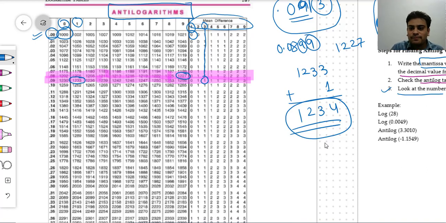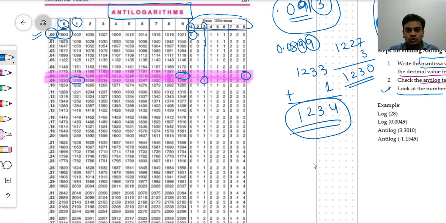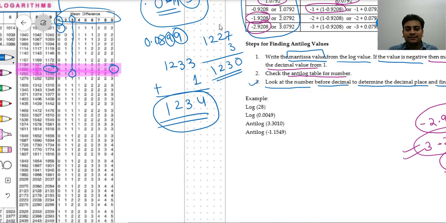Now we look at the last digit, which is my mean difference. So again it is 9. So in this 9 case, my value is 3. So we'll add it to the last digit. So it is 0321. So your number is 1230, right? You will write it as it is, 1230, and then we'll check the decimal place.